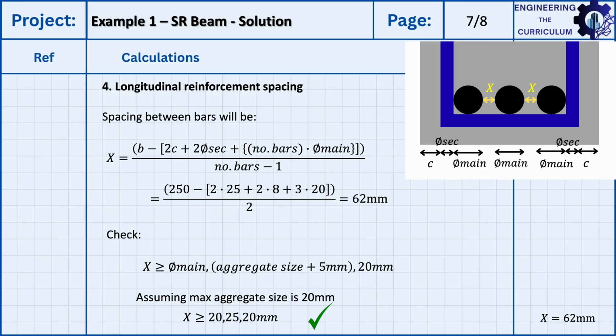And we always need to divide this by the number of gaps. So if you have 3 bars, there will be 2 gaps between the bars. It's always going to be 1 less than the number of bars. And this works out as 62 millimeters.